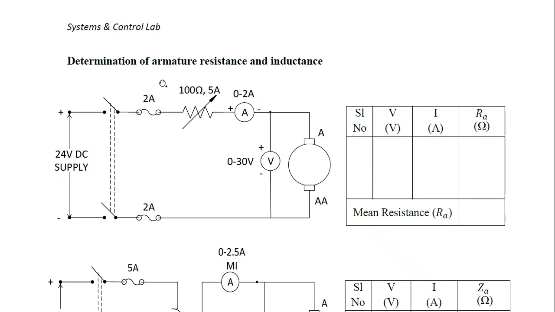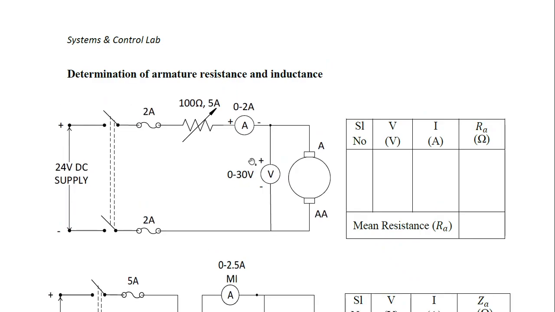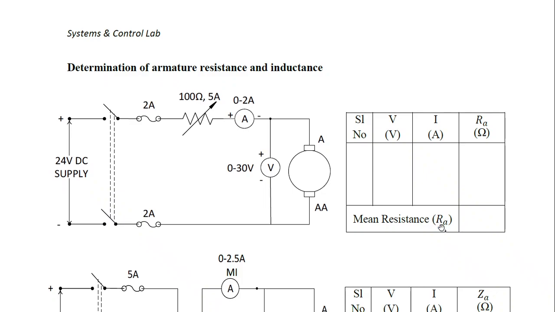In order to find out the armature resistance, we will use this circuit with 24 volt, a comparatively low voltage DC supply, and the V by I method. From the V by I method, we will get the armature resistance, and we will use the mean of those values.